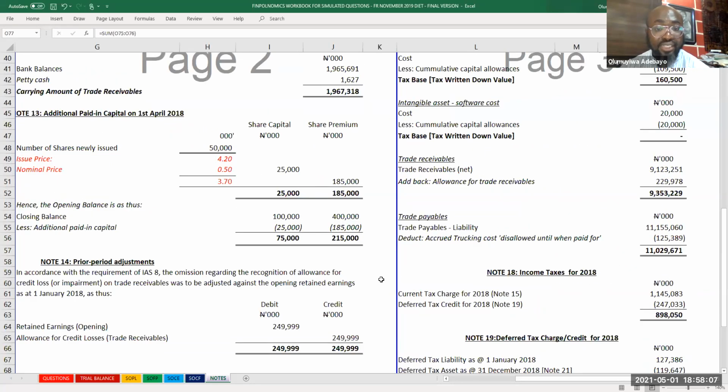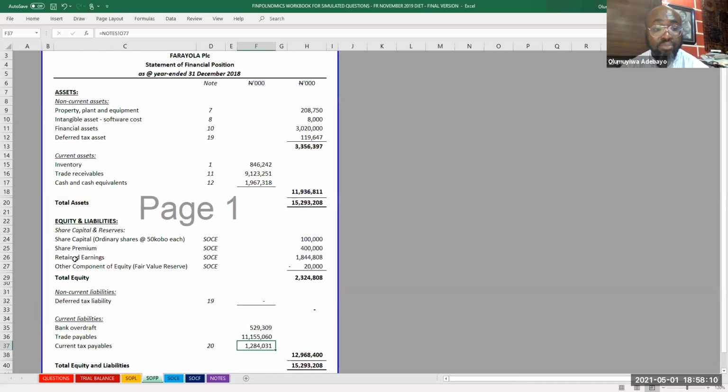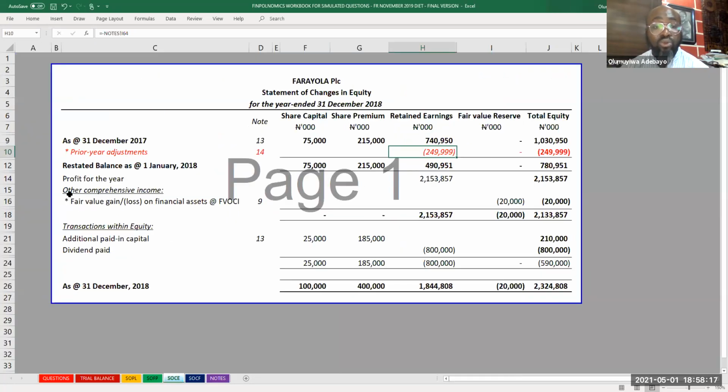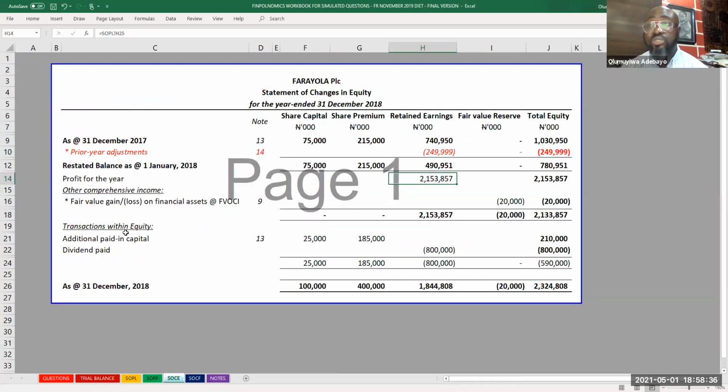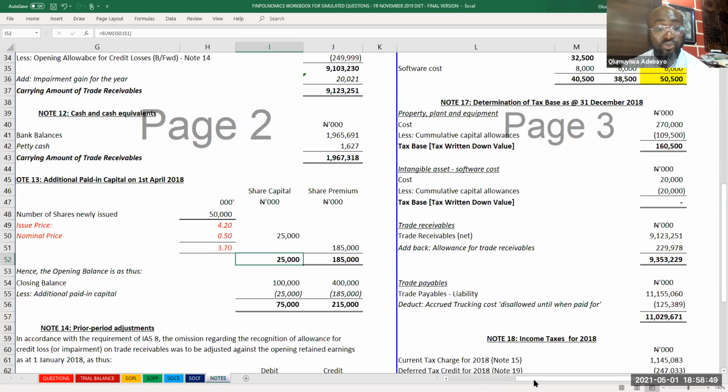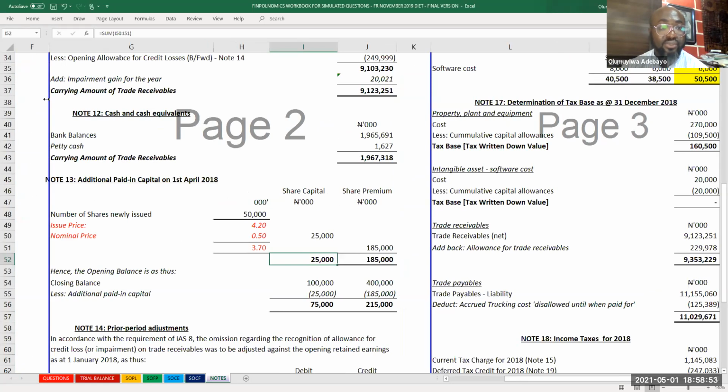Now, finally, we have our share capital, share premium, retained earnings, and other components of equity. And that we can find out under this. Now, here, remember that after restating our balances to correct for prior adjustments or errors, we bring in our profit for the year, as it's what flows from the income statement, okay? Followed by transactions with owners of equity. The first one is that we add additional shares. And if you go to note 13, you can see the analysis of additional shares we had, okay?